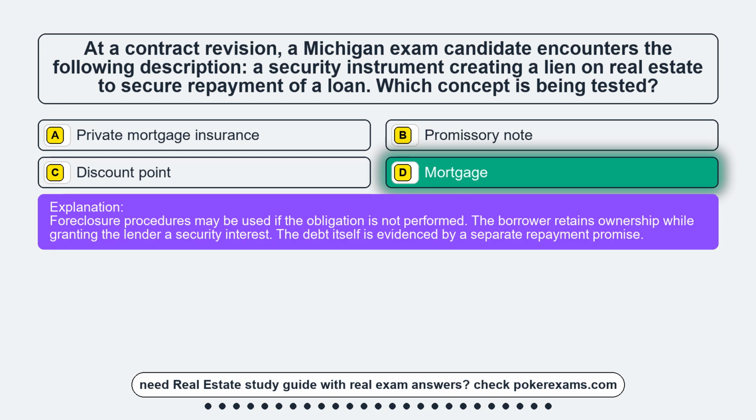Foreclosure procedures may be used if the obligation is not performed. The borrower retains ownership while granting the lender a security interest. The debt itself is evidenced by a separate repayment promise.